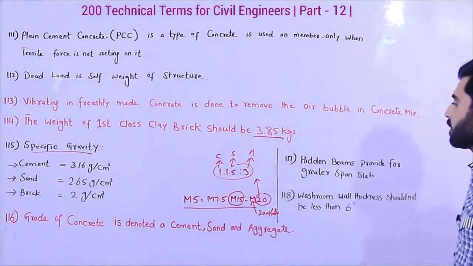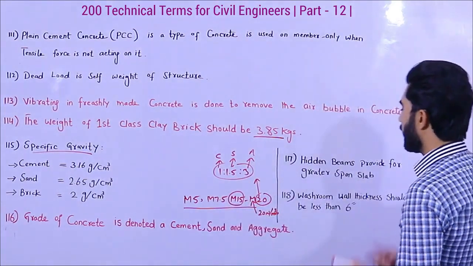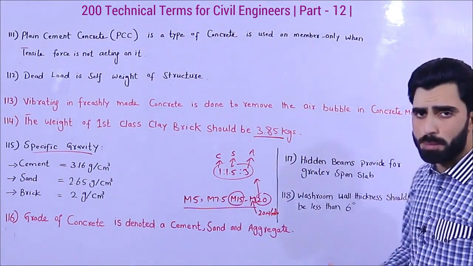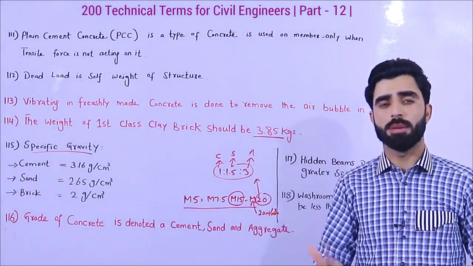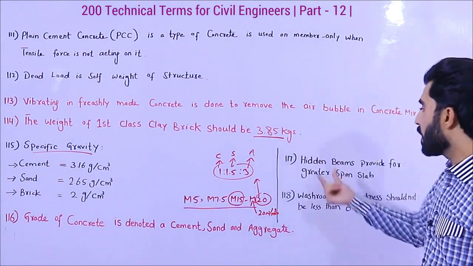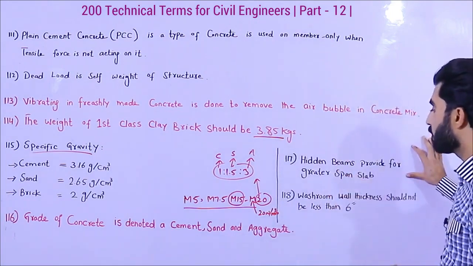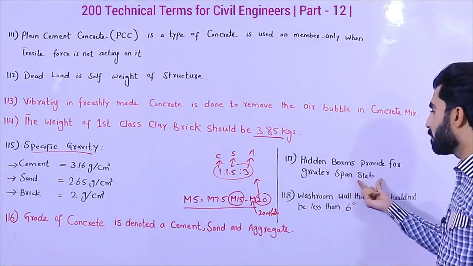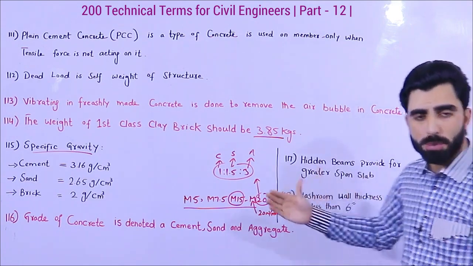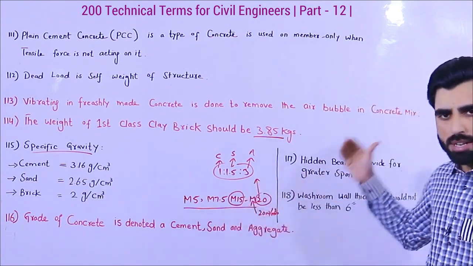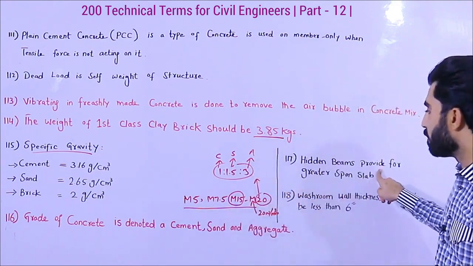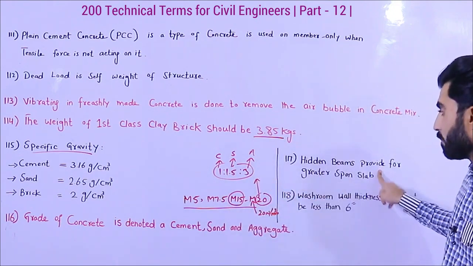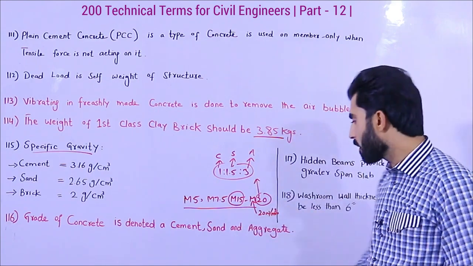Okay, the other one is 117 about hidden beams or concealed beam. We are using a concealed beam or hidden beam in the slab. Why are we using it? Hidden beams are provided for greater span slab. So when we have a greater span of slab, we should provide a concealed beam or hidden beam. Hidden beam and concealed beam are the same thing.